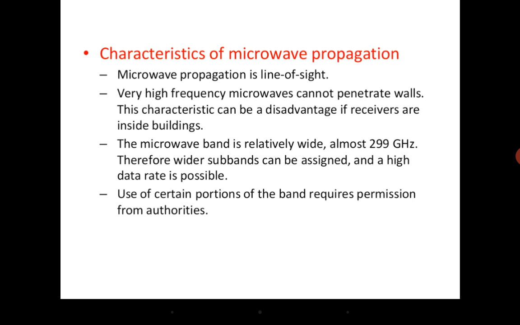Microwave bands are usually very wide. It can be almost 299 gigahertz. So data can be sent and received at a high data rate. Usually, use of certain portions of this band has to be done by getting permission from the government authorities. Care should be taken while using this microwave propagation.